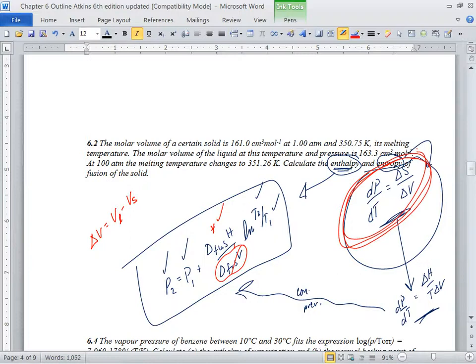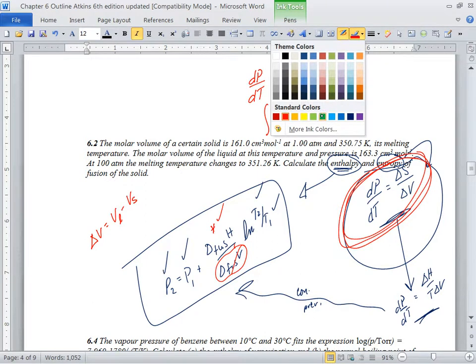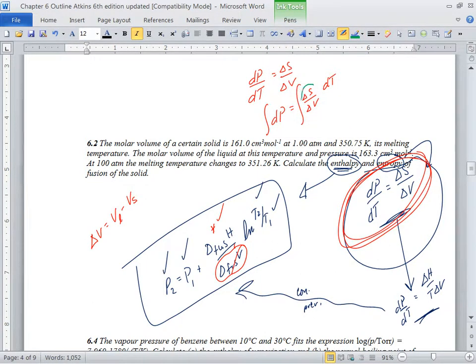Yeah, I did. I got 15,860. Because what I did, I wasn't so sure I could do. This is what I did: delta S over delta V. I integrated. I had delta S over delta V dT. Then I integrated, and this is what I wasn't so sure I could do. I pulled this out of the integral.